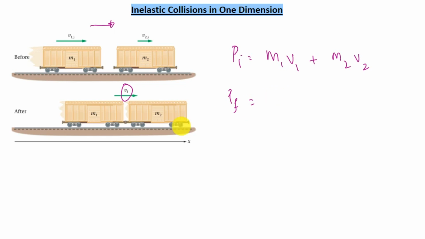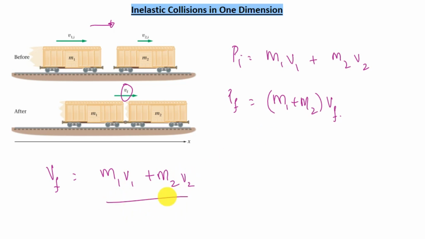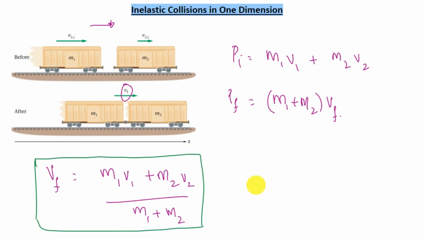mass times velocity. When they are coupled, when they stick together, the mass becomes m1 plus m2, and the common velocity they have is vf. Now just equate these two and we can write that vf equals m1 v1 plus m2 v2 divided by m1 plus m2. So this is a generalized formula for calculating the final velocity when the two blocks are coupled, stuck together after the collision.